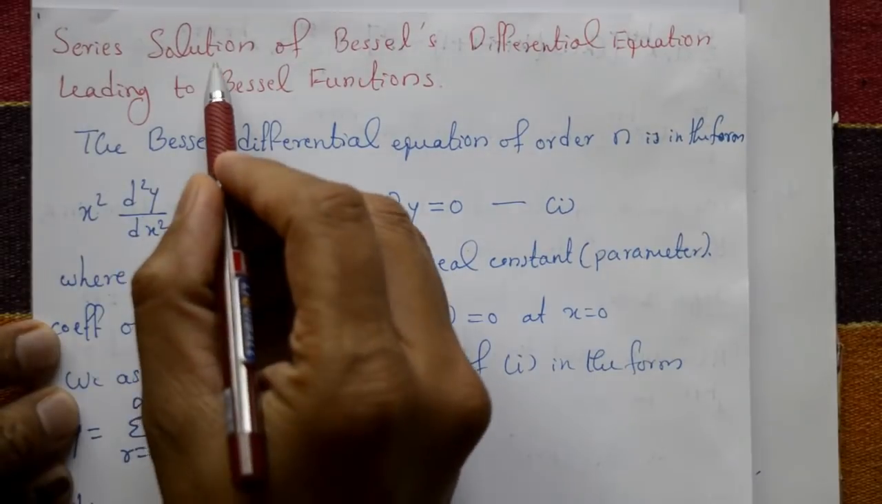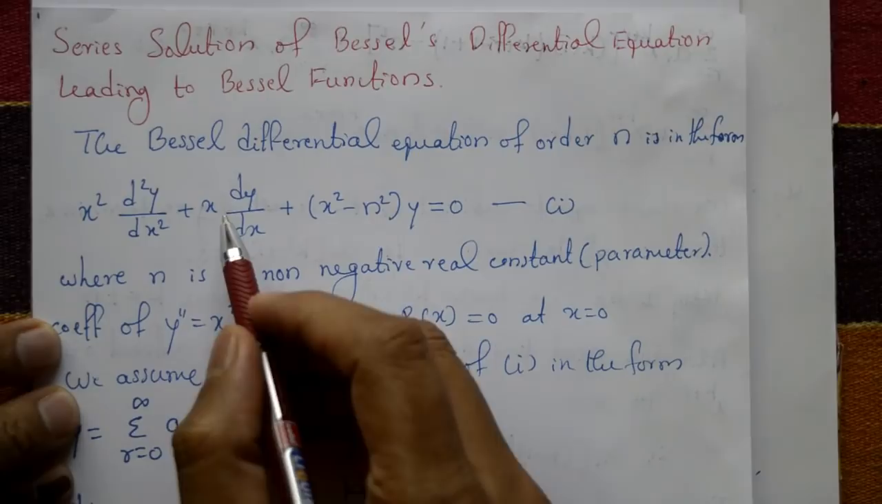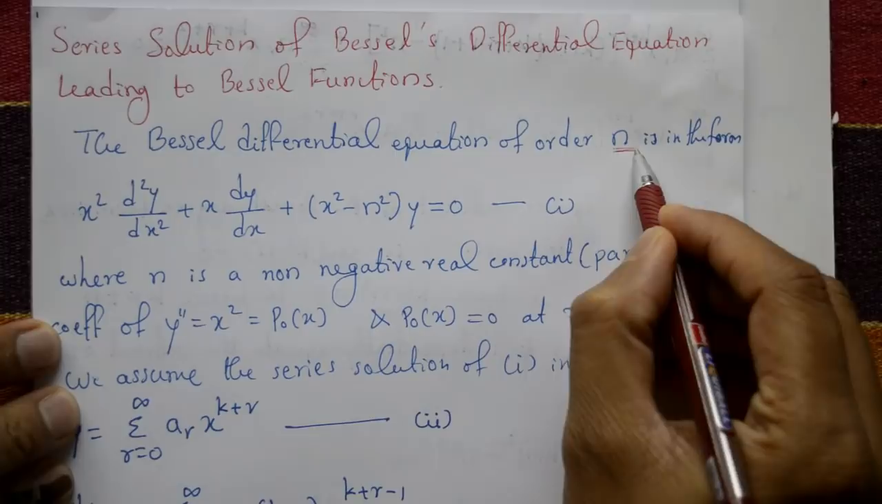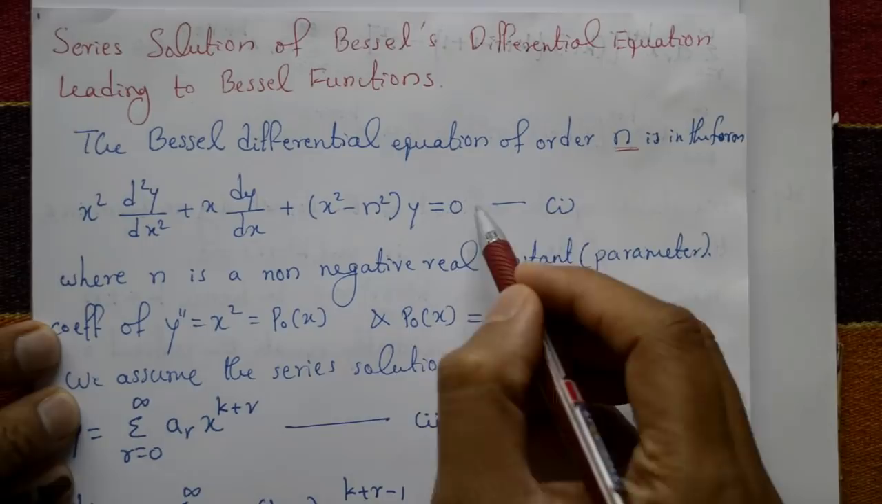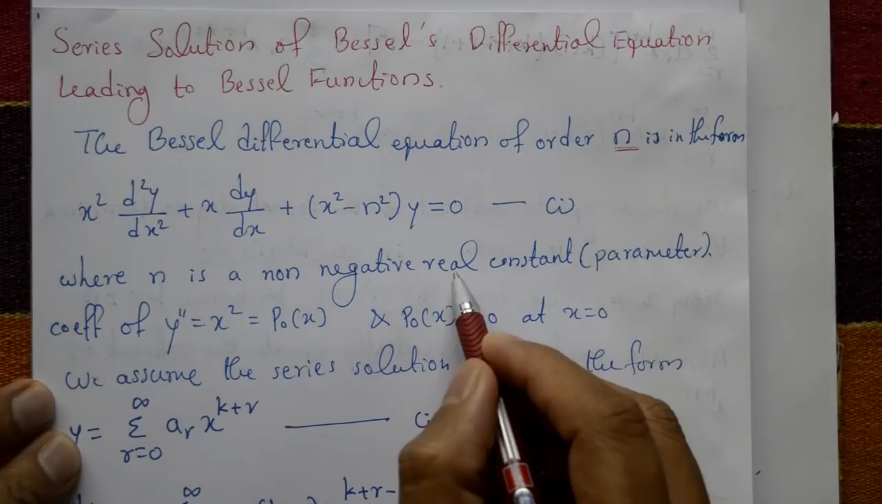Series solution of Bessel's differential equation leading to Bessel functions. Okay, now the Bessel's differential equation of order n is in the form x² d²y/dx² + x dy/dx + (x² − n²) y = 0. This is called equation number 1, where n is a non-negative real constant or parameter.